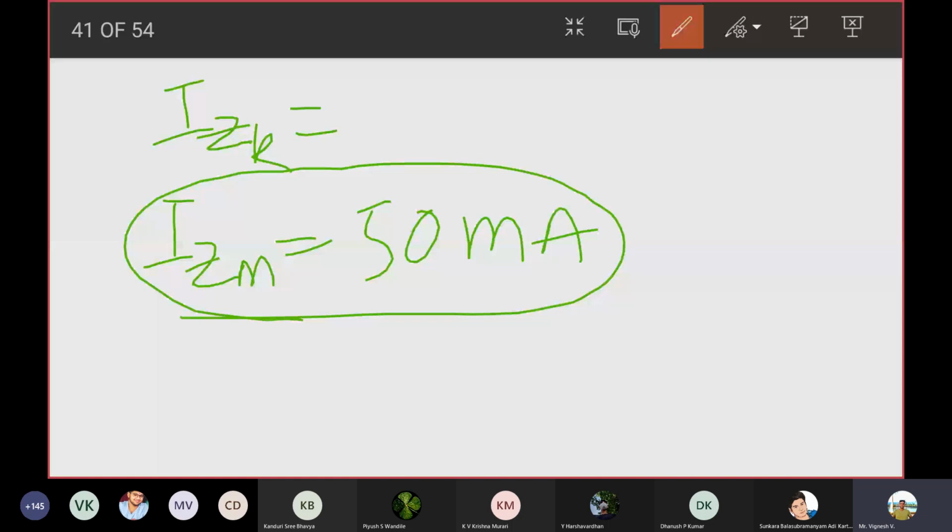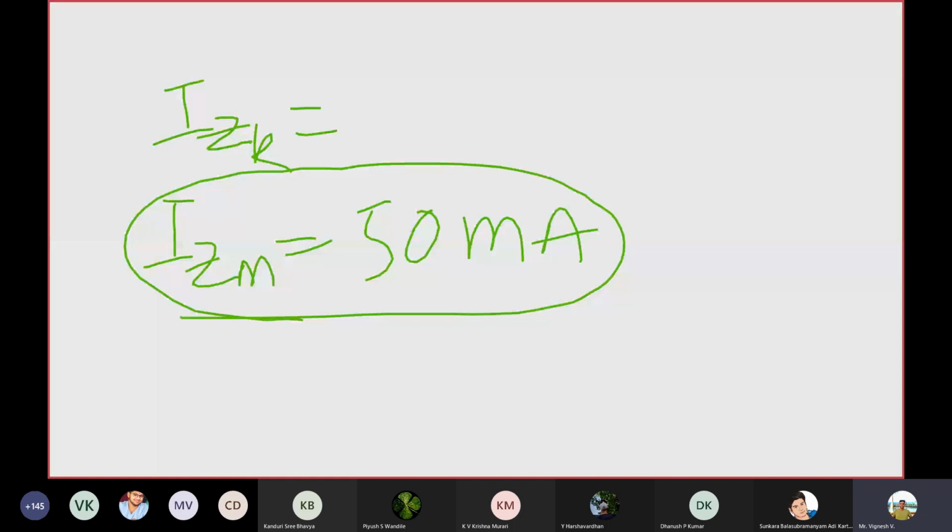So good that you asked that question, because the next topic I wanted to tell you is that when you buy a Zener diode, apart from knowing the Zener voltage, it is also very important that you know the maximum Zener current that the Zener diode can take in.